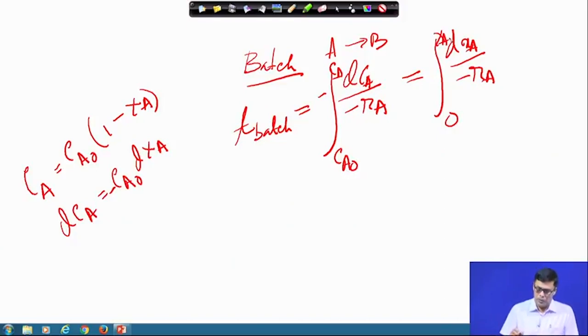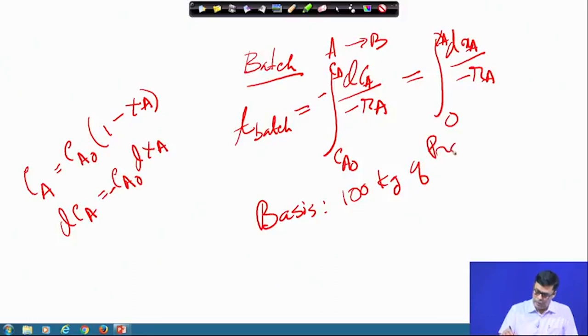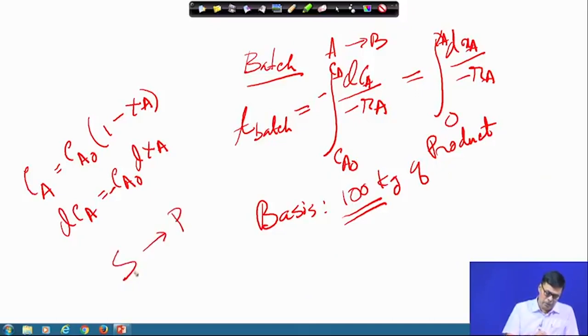Now, when you talk about the design of the reactor, first we shall have to have the basis. And what is the basis? Suppose we want a certain amount of product formation. Let us assume we want to produce 100 kg of product. Once we know we want 100 kg of product formation, first we shall have to find out from the stoichiometry, for producing 100 kg of product, what is the substrate required. So, there will be some kind of stoichiometry between the substrate and the product formation. So, with respect to the stoichiometry, we can find out the amount of substrate required.